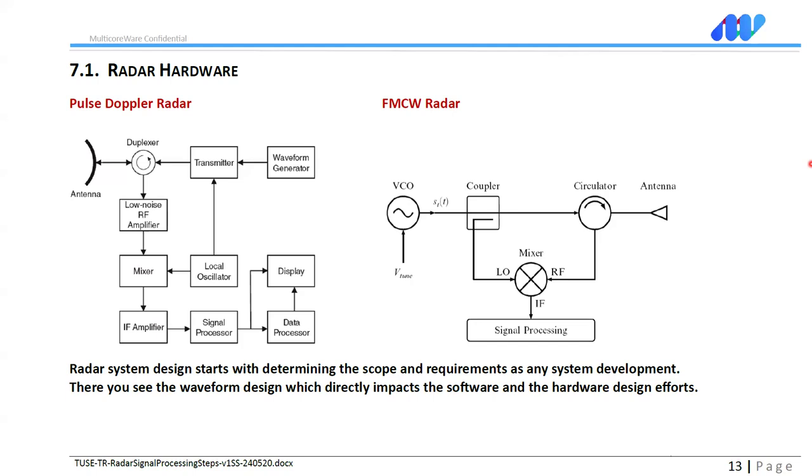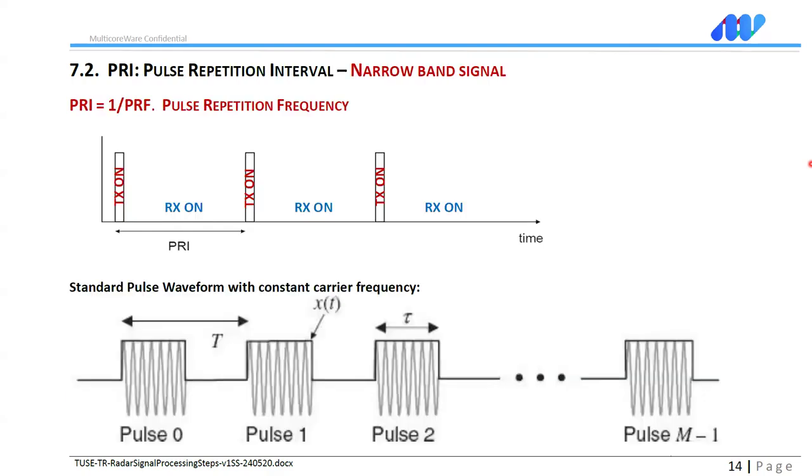In the figures, you see how the waveform directly impacts the radar software and hardware design efforts. On the left, you have pulse Doppler. On the right, you have the FMCW, frequency modulated continuous wave radar. And that is what we're going to examine in this presentation. So here you can see a very classical radar waveform.